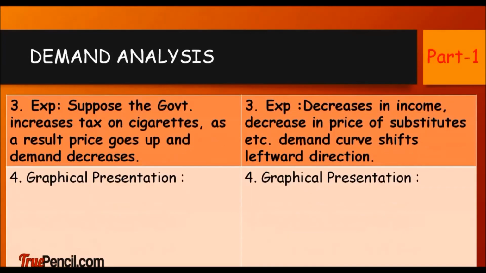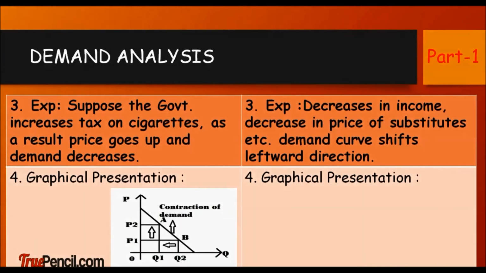Okay. Now, for example, in case of contraction, suppose the government increases tax on cigarettes. As a result, price goes up and demand decreases. But in case of decrease in demand, due to decrease in income, decrease in price of substitutes, etc., the demand curve shifts in the left direction.